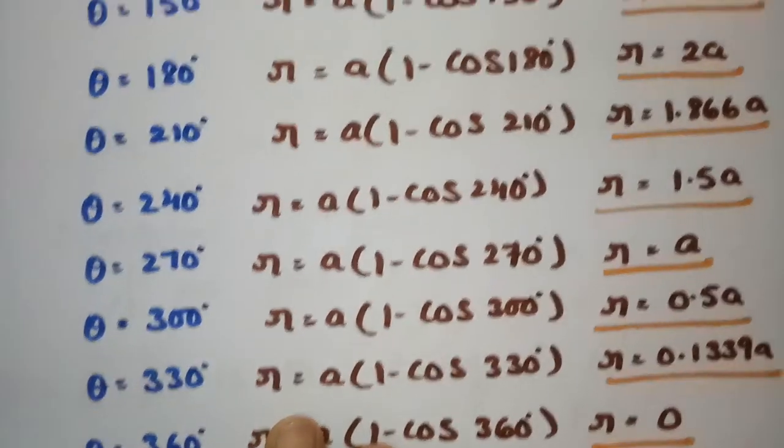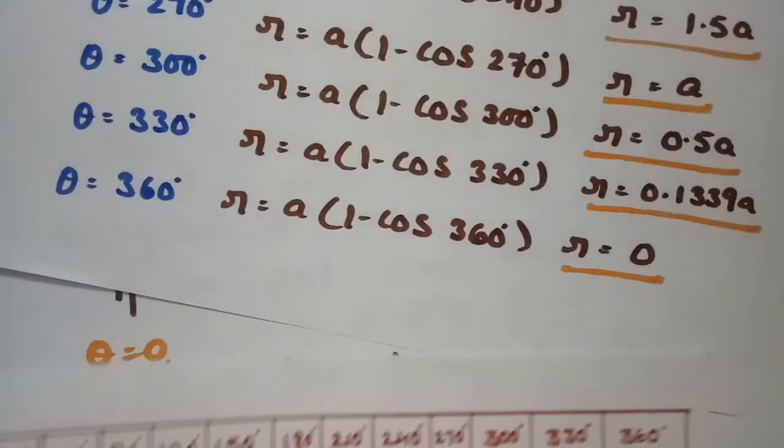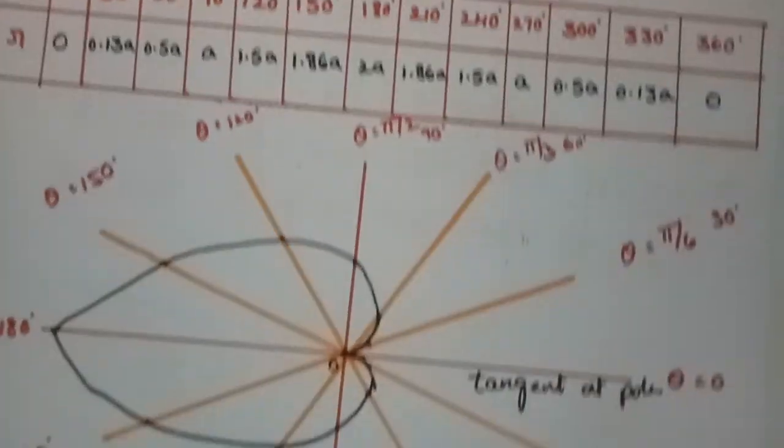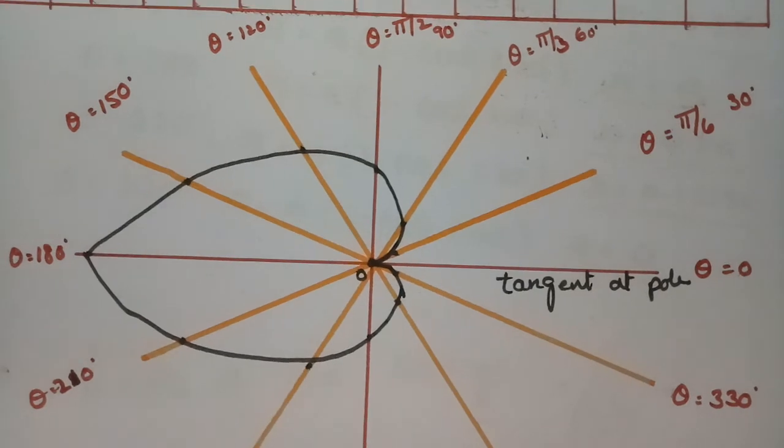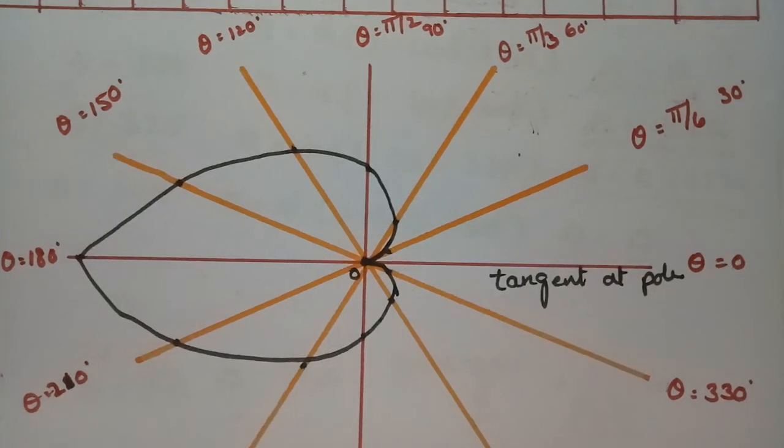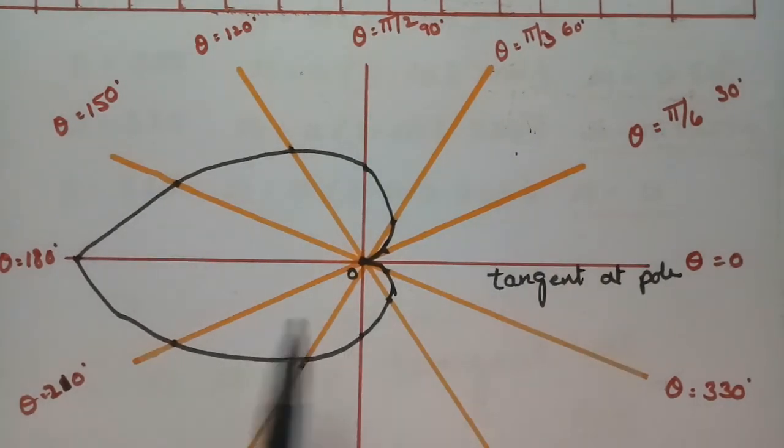And these are all the angles which I have taken. So see here, this is the table. In this table, I have clearly explained how I have plotted all the points, and I have joined them, and this is the shape of the curve, and this is nothing but the cardioid.